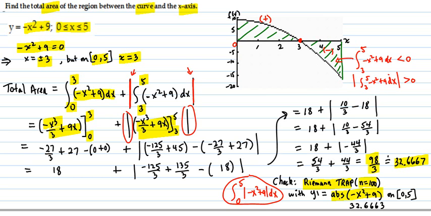Absolute value, and of course you get the ABS, abs, out of the math menu, and you run the program all the way from 0 to 5. You don't have to break it up, and you will get the approximate answer, and that matches up pretty well to our exact answer. So it verifies out.